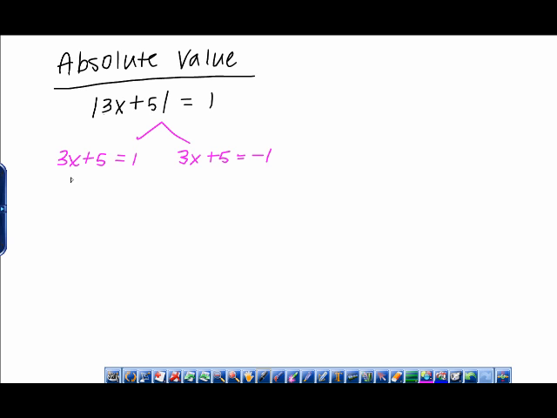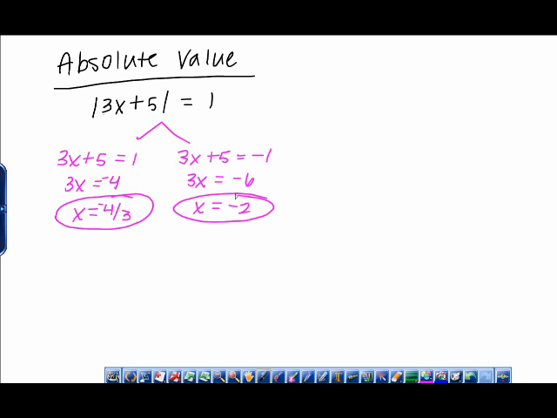And then you just solve each of these. So then that would be x equals 4/3. And then over here you'd have 3x equals negative 6. And then x would be equal to negative 2. Now, again, I'm sorry, this is negative 4/3.